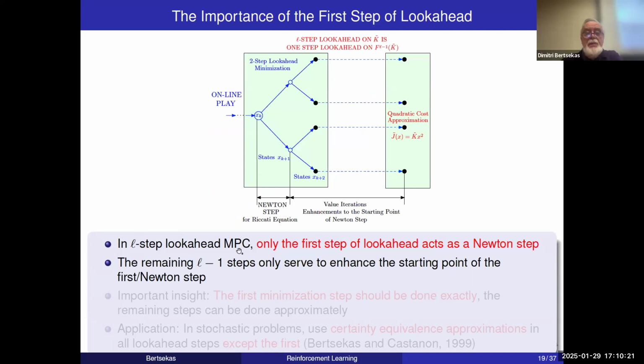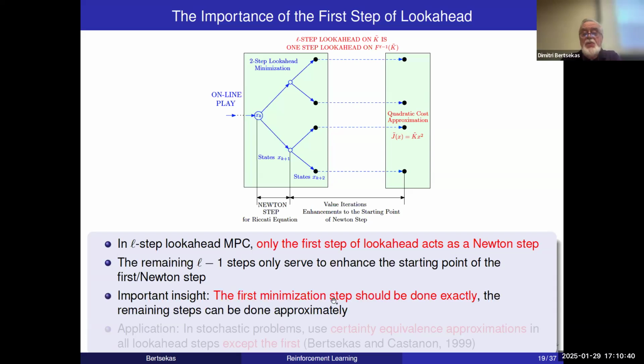So in L-step look-ahead, model predictive control or approximation in value space, only the first step of look-ahead acts as a Newton step. The remaining L-1 steps only serve to enhance the starting point of the first Newton step. And the important insight is that the first minimization step should be done exactly. Otherwise, the Newton step will be degraded. And that's the key point, the key thing in the XR architecture. The remaining steps can be done approximately. And this is a very important insight in a number of settings.